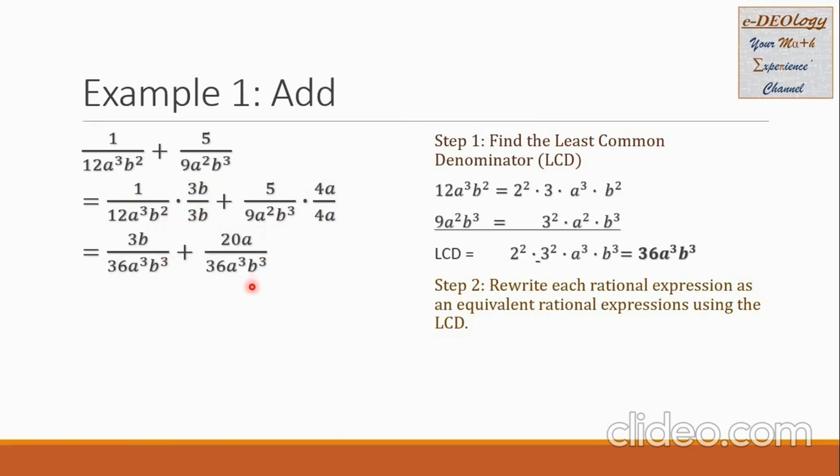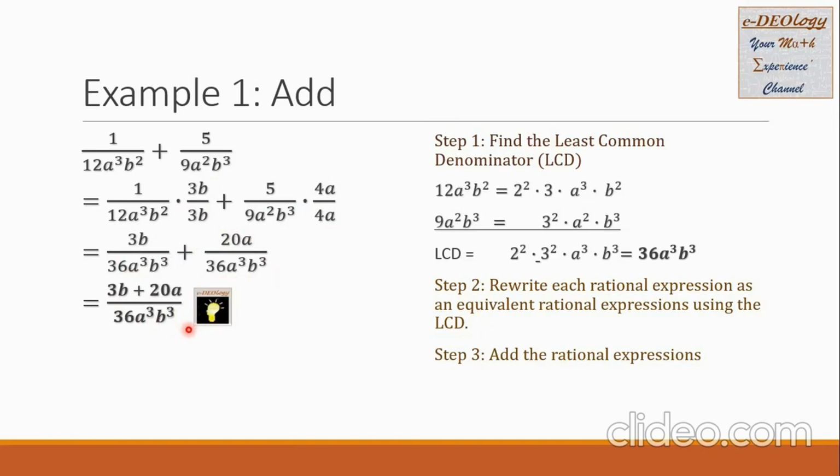Now we can go to our step 3, to add the rational expressions. We have now two rational expressions here with a common denominator. It means I can simply add the numerators. So 3b plus 20a is now here in the numerator, all over the common denominator, which is the LCD, 36a cubed b cubed. And this is our final answer.